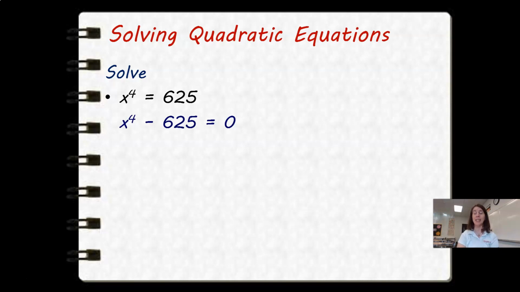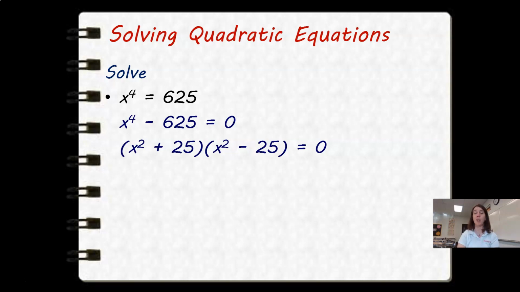What do I square to get to 625? It is 25. 25 squared is 625. So in the first blank of both of our parentheses, I put x squared, which came from the first term. In the second blank of both of our parentheses, I put 25 because that came from the second term, and our equation is still equal to 0.